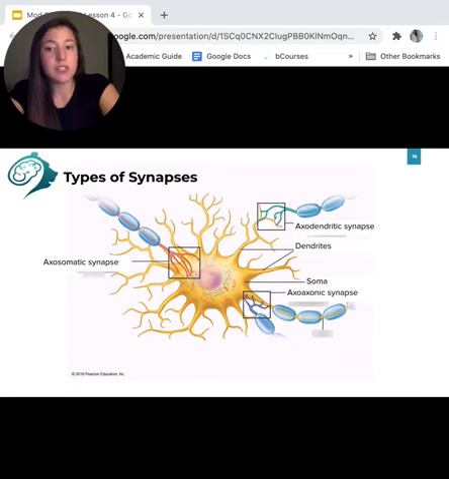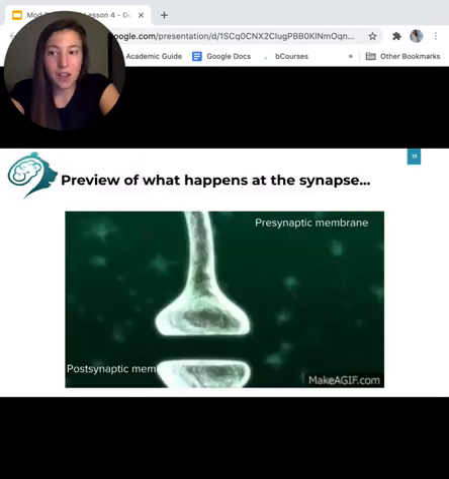Axoaxonic synapses are most likely involved in neuromodulation, which is just a modification of the steps in which neurotransmission occurs. And so you won't see axoaxonic synapses very often, but they are still there.